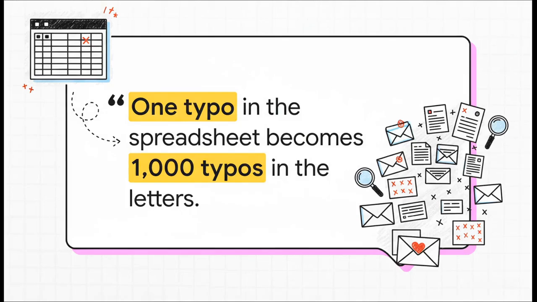And this quote here, it just says it all, doesn't it? One typo in the spreadsheet becomes 1,000 typos in the letters. Wow, this really highlights the biggest risk. That's why checking and then double-checking your data source is probably the most important step of the entire process. Honestly, with mail merge, making sure your data is accurate is absolutely everything.